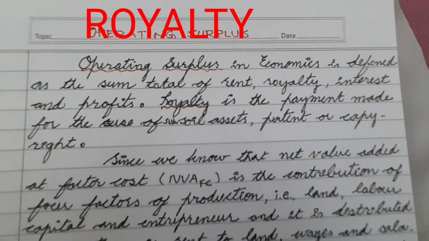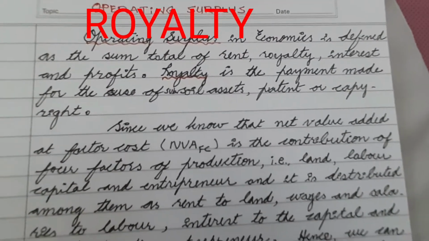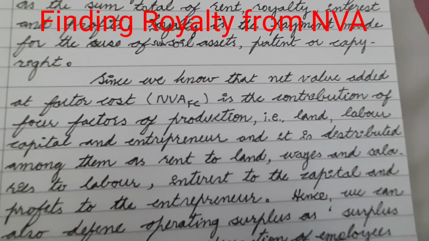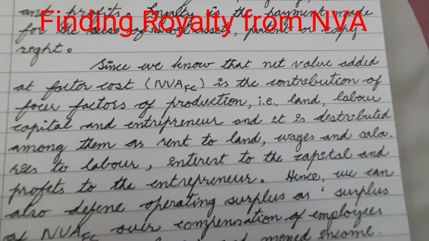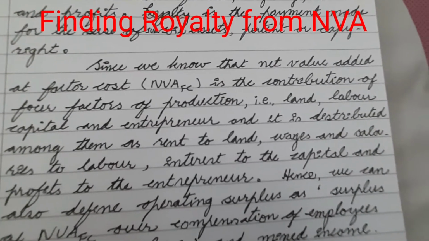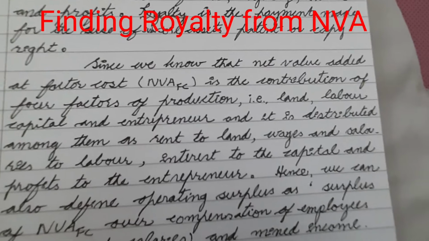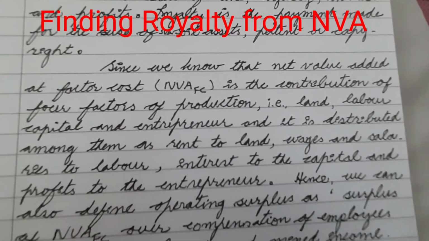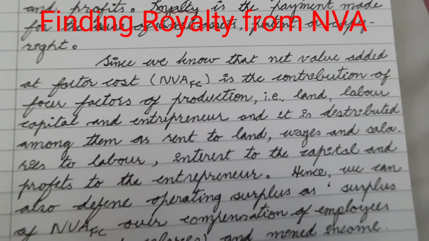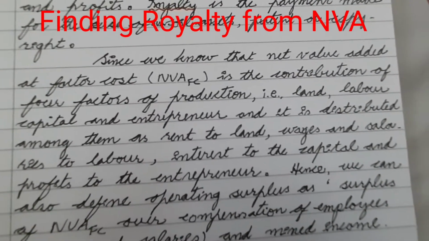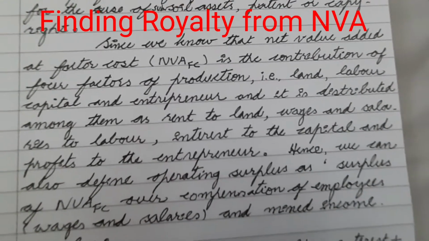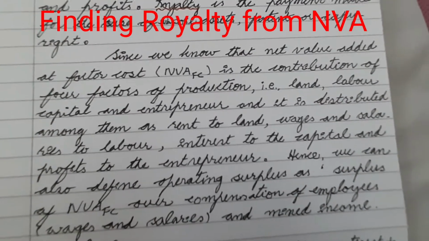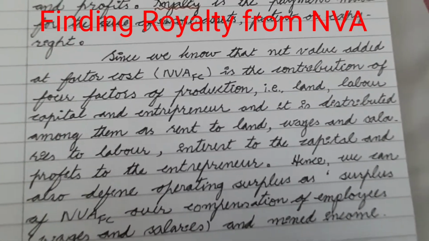Now, let's go back. We learned earlier net value added in the value added method, and we know that net value added at factor cost is the contribution of four factors of production, that is land, labor, capital, and entrepreneurship. So they have a share in it. That is, we have to pay rent to land, wages and salaries to labor, interest to the capital, and profits to the entrepreneurship. So now it becomes easy for us to define operating surplus.